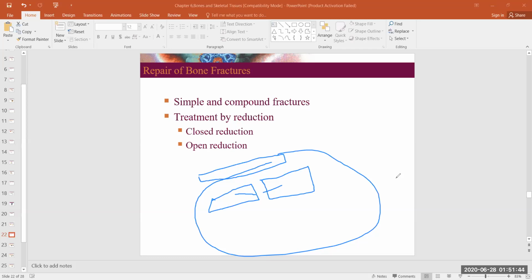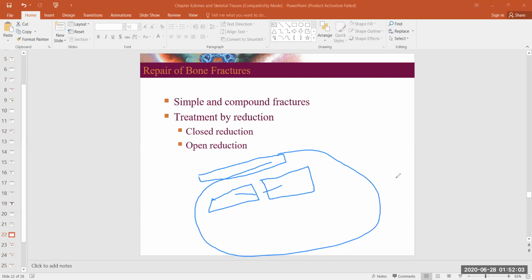And there are two kinds of reduction, closed reduction and open reduction. So if the fracture is reduced without opening the wound, then we call it closed reduction. Like if there is a simple fracture, then we just do closed reduction.